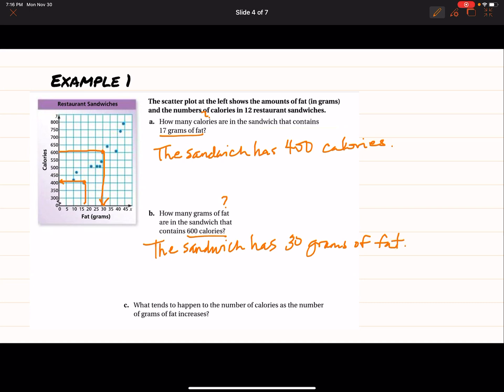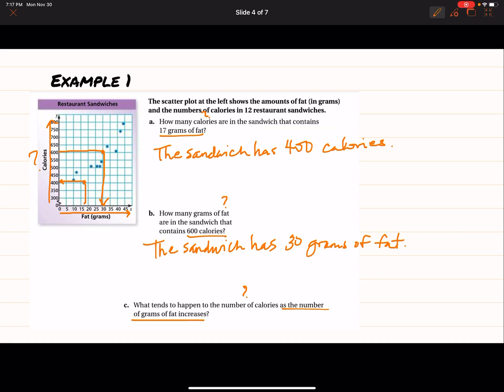Okay, part C. What tends to happen to the number of calories as the number of grams of fat increases? So if we're looking at our x-axis as we move from left to right, as the number of grams of fat increases, what is going on to the number of calories? So if you look at the graph, as x is increasing, what is y also doing? Y is increasing as well.